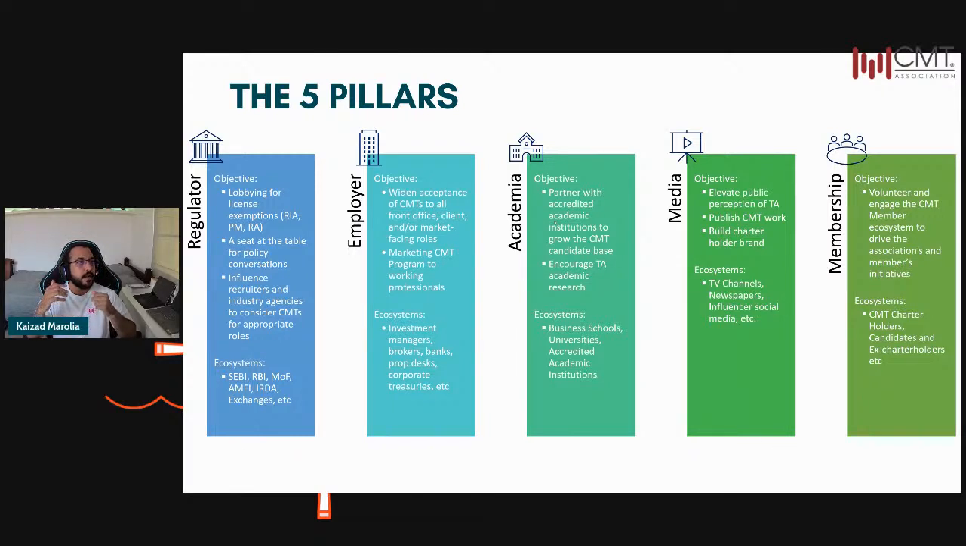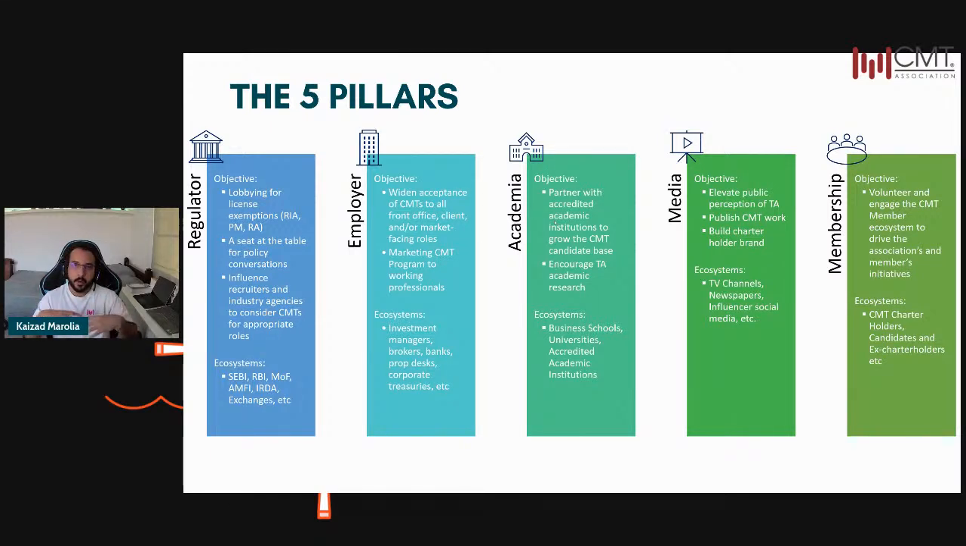So, elevating public perception of technical analysis, publishing CMT work, building the charter holder brand in the media ecosystem, getting the right personalities in front of the public, in front of the screen, that is where the CMT Association comes in. So, working with TV channels, newspapers, influencers, social media posts, creating general awareness, that's where our work with the media pillar comes in. And finally comes the membership pillar.